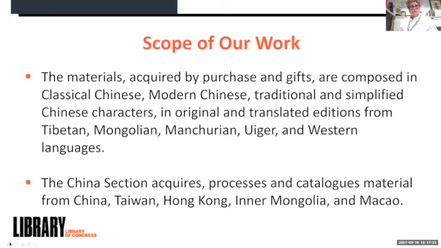So this is our work. Basically, we acquire material by purchase and gifts, and the works are composed in classical and modern Chinese, traditional and simplified characters, original, translated, and bilingual editions from Tibetan, Mongolian, Manchurian, Uyghur, and Western languages. The China section acquires, processes, and catalogs materials from China, Taiwan, Hong Kong, Inner Mongolia, and Macau, and maintains very steadfast relationships with our vendors that have helped us tremendously to keep a steady flow of acquisitions throughout this period. Next slide, please.